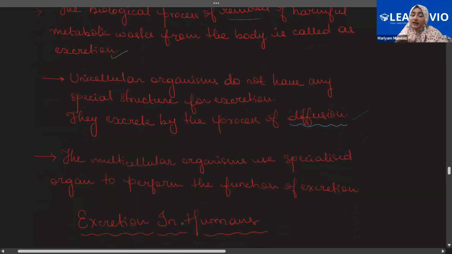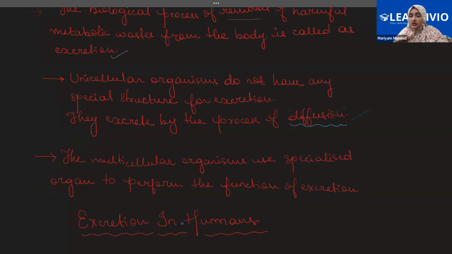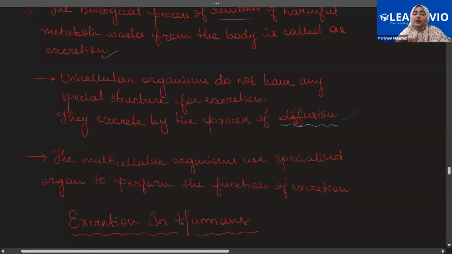But talking about multicellular organisms, they use specialized organs to perform the function of excretion. They have proper organs present. For example, in human beings, we have the kidney, right? We have the kidney, and here excretion.